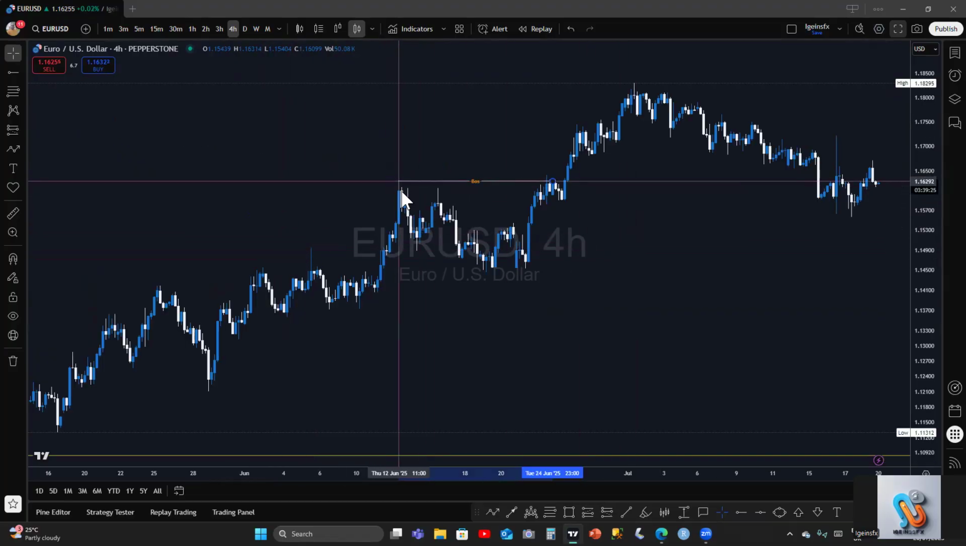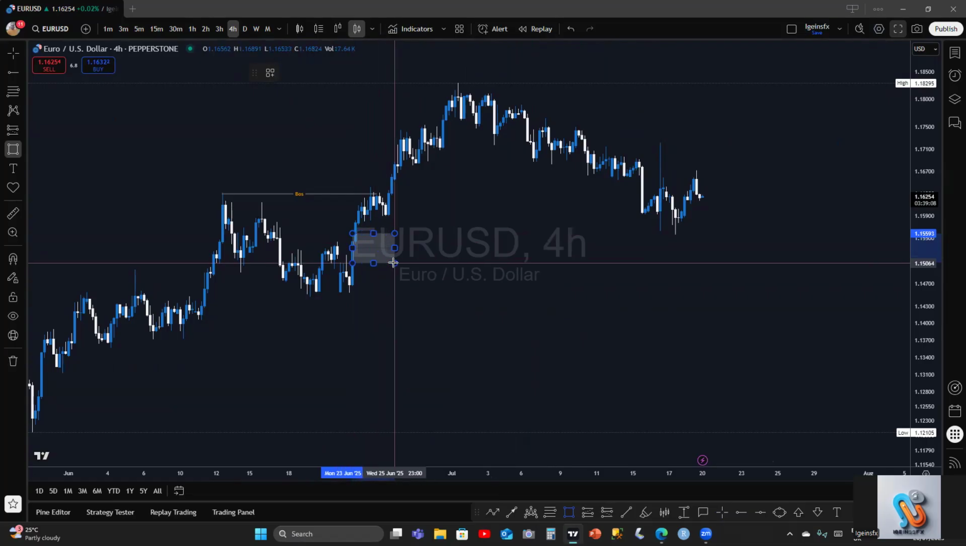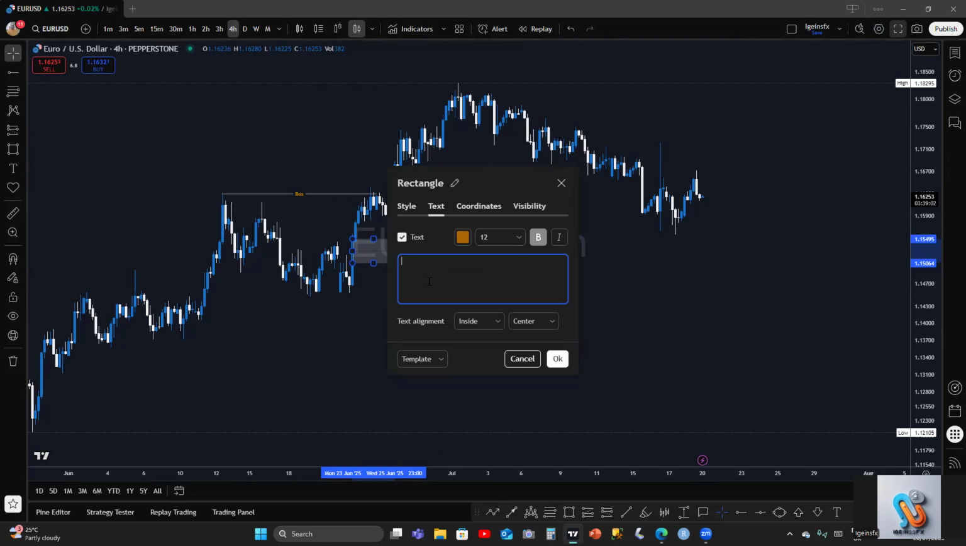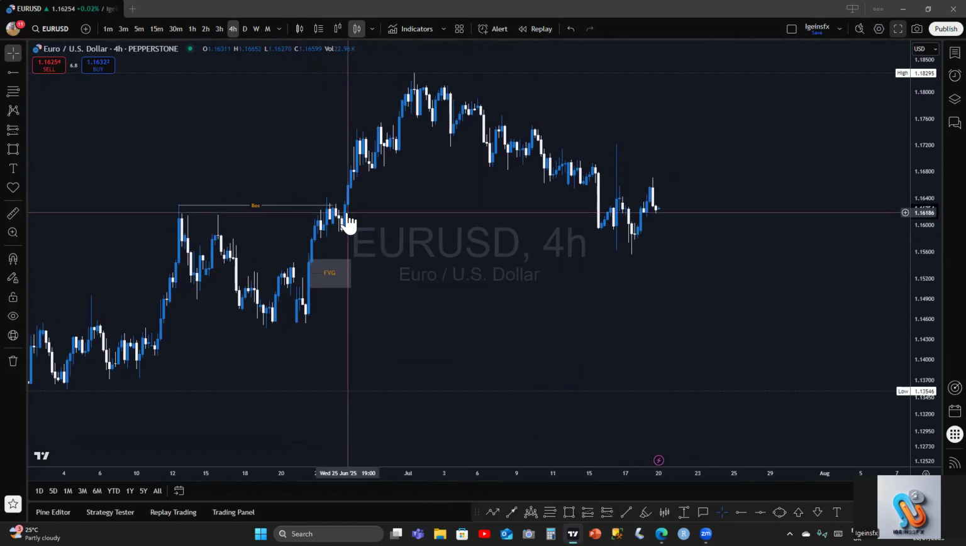And this is a 4-hour chart. You're on a 4-hour chart. This one here, you can now see that we have an FVG here. We have an FVG here. We have an FVG here. So this one has been mitigated, so it's no longer valid. It has been mitigated. So we have an FVG here.